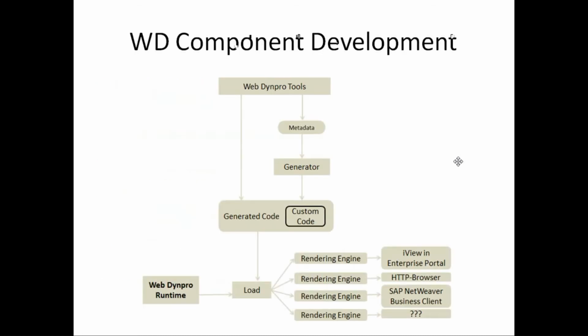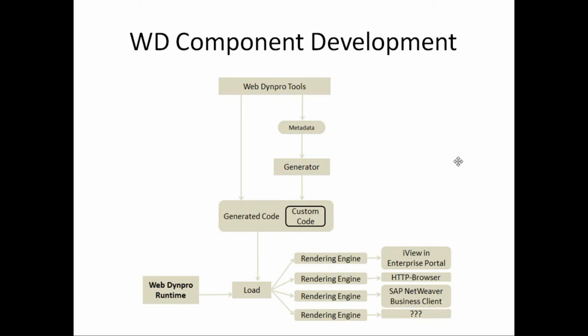We'll now go ahead and see how this process flow happens in Web Dynpro component development. We have these Web Dynpro tools, which are provided in the SE80 transaction code, where we'll create the metadata, and this in turn, using the generator, will generate some code. For the metadata and the UI elements that we create, some code will get generated automatically using this generator.